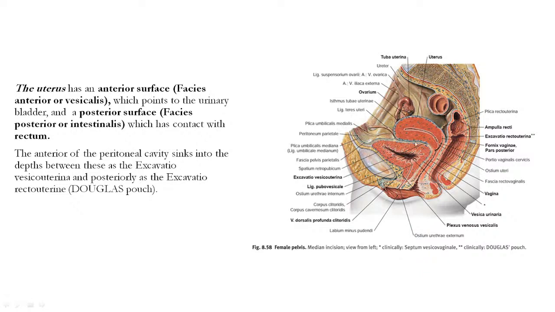The peritoneal cavity sinks into depths anteriorly as excavatio vesicouterina, and posteriorly as excavatio recto-uterina. You see excavatio recto-uterina, and excavatio vesicouterina.